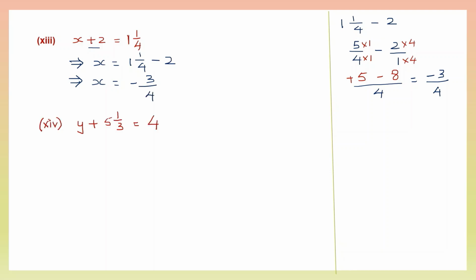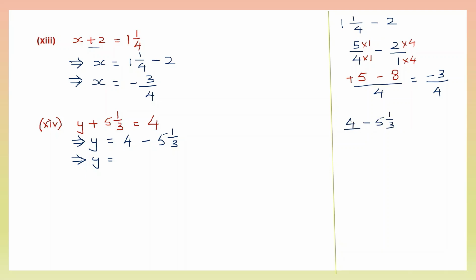Question 14. y plus 5 1 by 3 equals 4. So let's find the value of y. y is equal to 4 minus 5 1 by 3. So the value of y will be, now we need to solve this. So let's solve that. 4 minus 5 1 by 3.